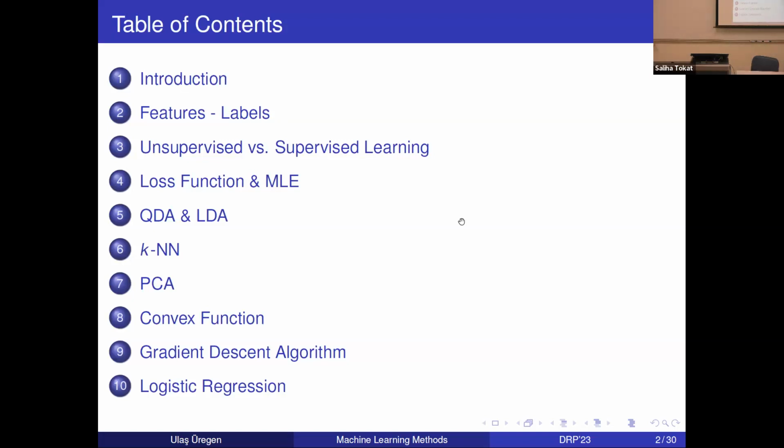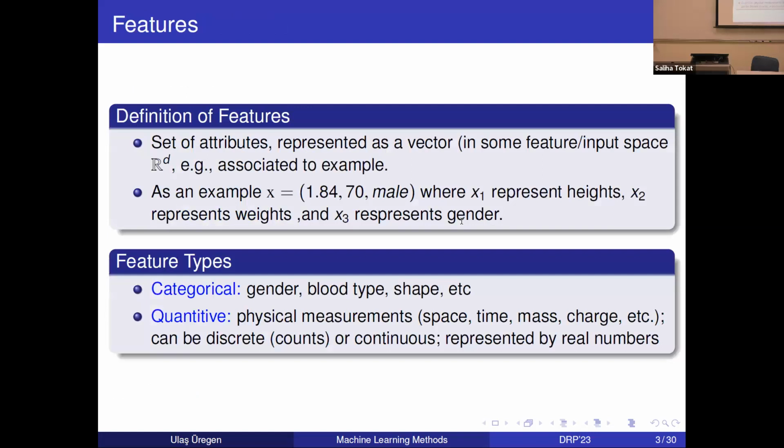Before diving into machine learning methods, we need to get familiar with some definitions. The first one is the feature. Features are a set of attributes represented as a vector. As an example, a feature can consist of a person's height, weight, or gender. As you can see, a feature can include continuous and discrete variables. We call the discrete ones categorical and the continuous ones quantitative variables.